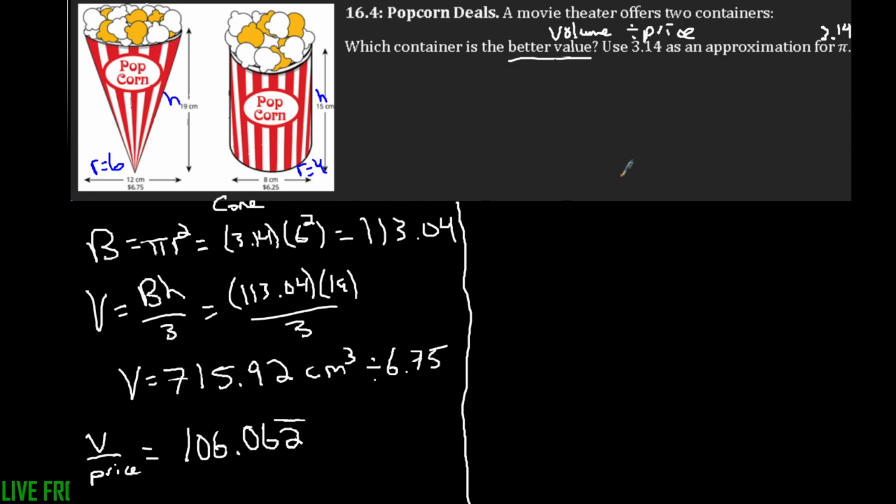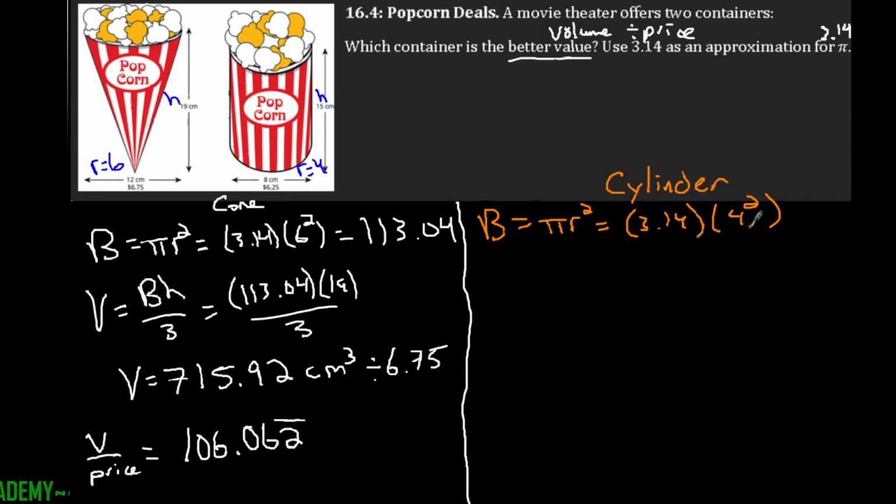So for the cylinder, we're going to say, all right, same setup, area of the base equals pi times the radius squared, which is going to be 3.14 times 4 squared, because the radius of that cylinder is 4. And we're going to say that's equal to 50.24. All right.